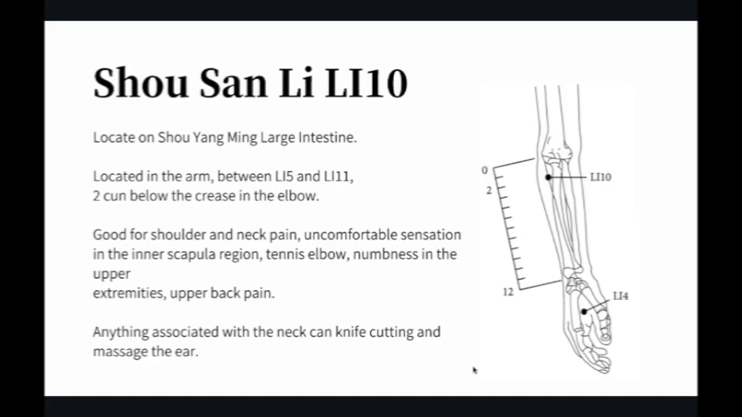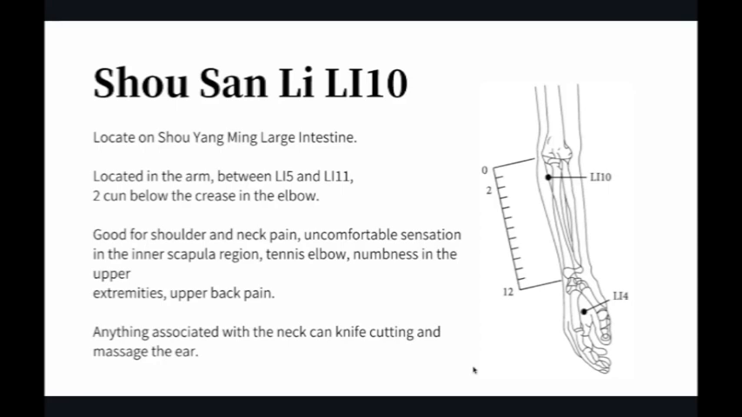So it's really good for shoulder and neck pain and uncomfortable sensation in the inner scapula, so your upper back region. If you feel tight and painful, this one is good to release that. And sometimes it's good for tennis elbow or numbness in the upper extremities, upper back pain. And if you have trouble finding it, please let me know. I think it's very easy to find.